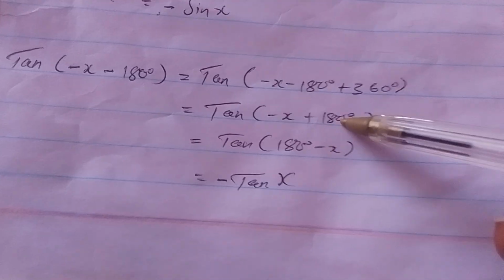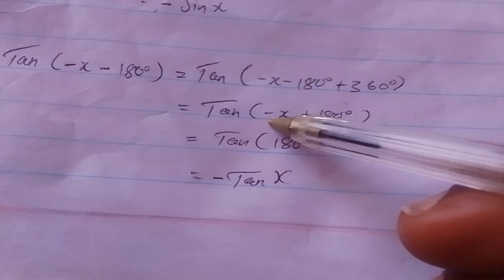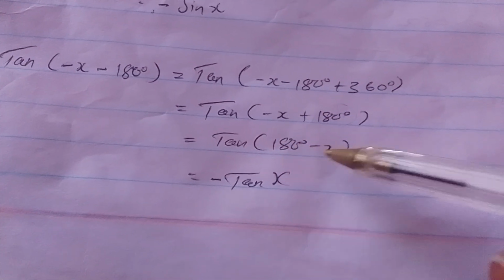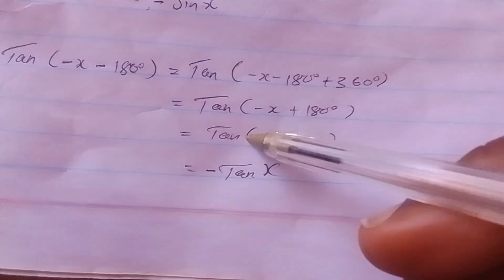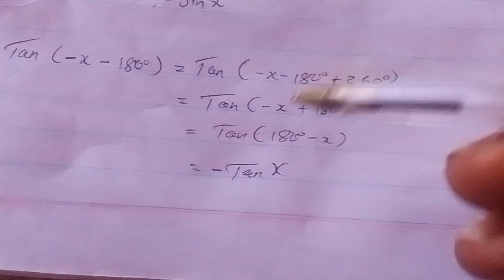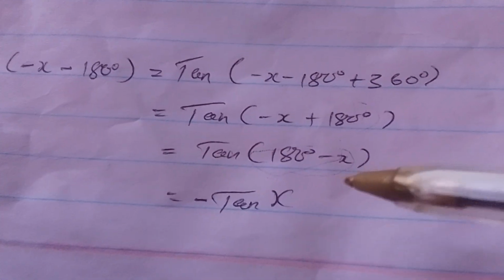You can swipe them because we have a positive angle now. You can swipe them. You can take this one and put them there and put this one there. So it's 180 minus x. So look for your quadrant using this one so that you can determine the signs of our identities. 180 degrees minus x is on our second quadrant.